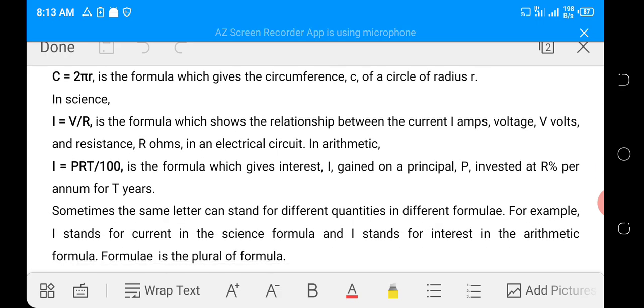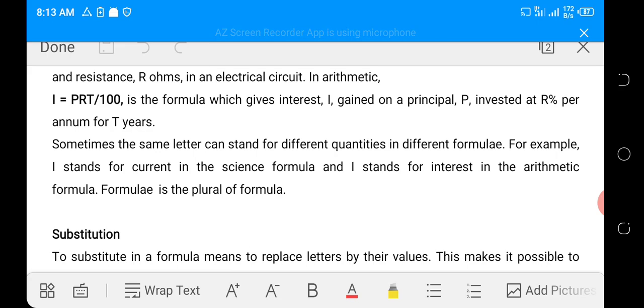In arithmetic, another formula, I equals PRT over 100, is the formula which gives the interest I gained on a principal P invested at R% per annum for T years. Sometimes, the same letter can stand for different quantities in different formulae. For example, I stands for current in the science formula, and I stands for interest in the arithmetic formula. Formulae is the plural of formula.